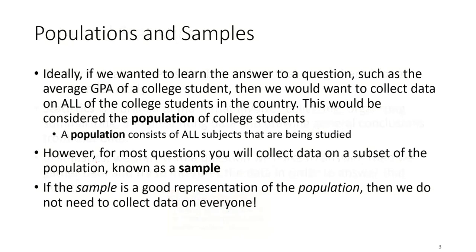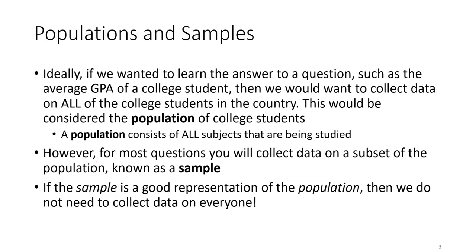Ideally, if we wanted to answer a question such as the average GPA of a college student, we'd want to collect the data on every single college student in the country or in the world, depending on what we were interested in. This would be considered the population of college students. A population just consists of all the subjects that are being studied in particular research.